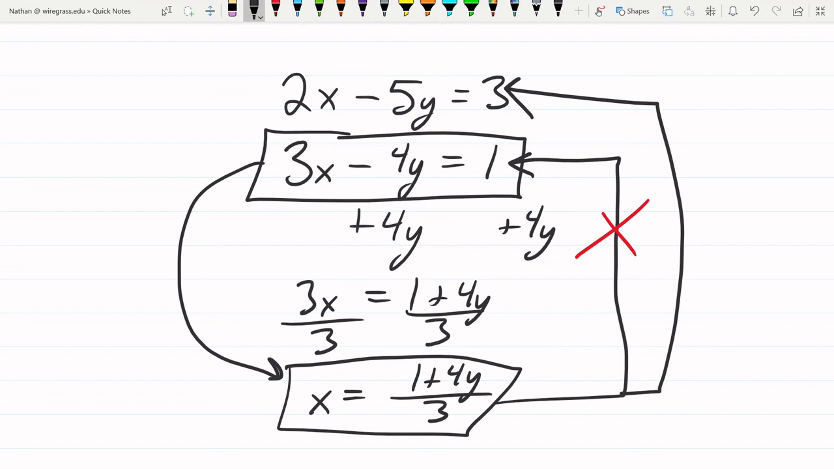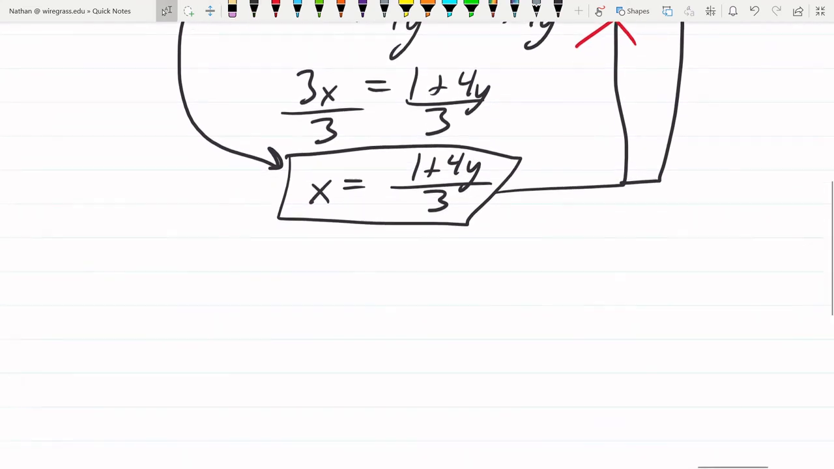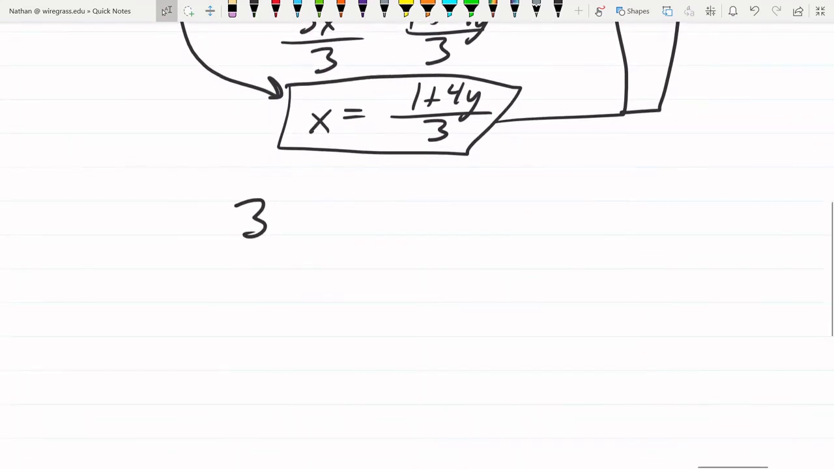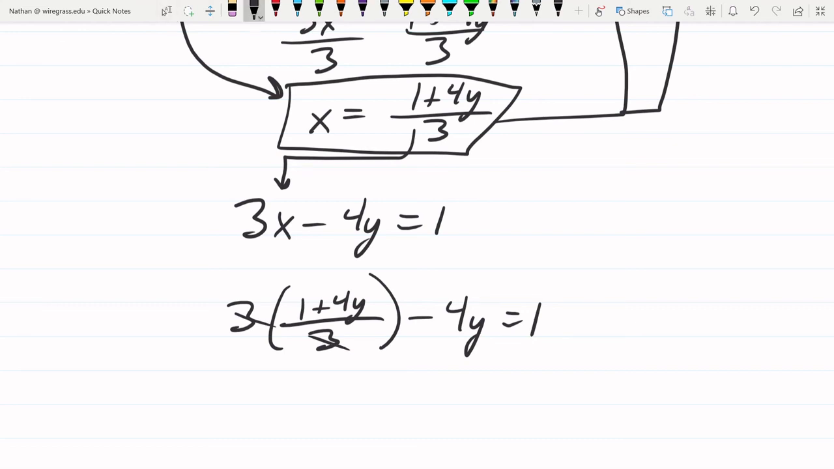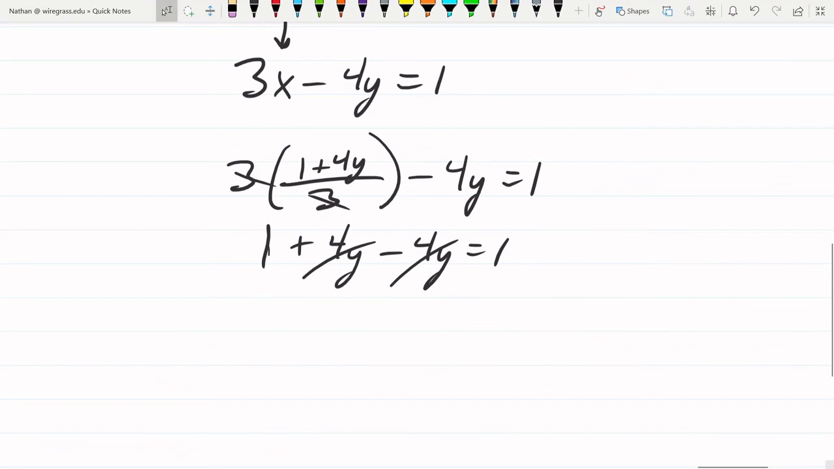The reason why you don't plug it into the equation that you already used, I'll show you here. We had 3x minus 4y equals 1. If we were to plug this into this equation that we already used, we'd get 3 times (1 plus 4y over 3) minus 4y equals 1. The 3 divided by 3 cancels, we get 1 plus 4y minus 4y equals 1. The 4y and the negative 4y cancel, and this gives us 1 equals 1.